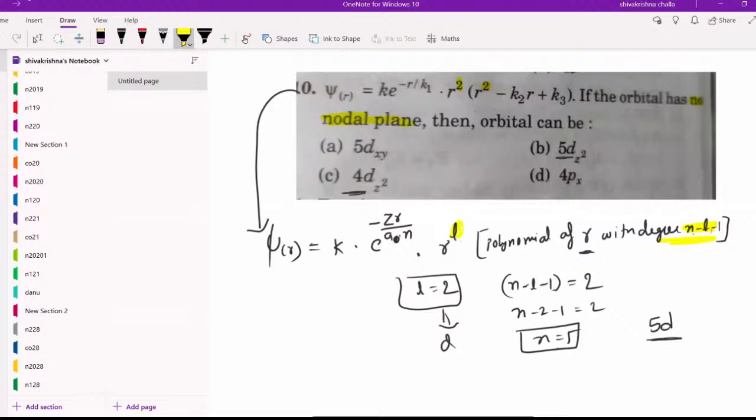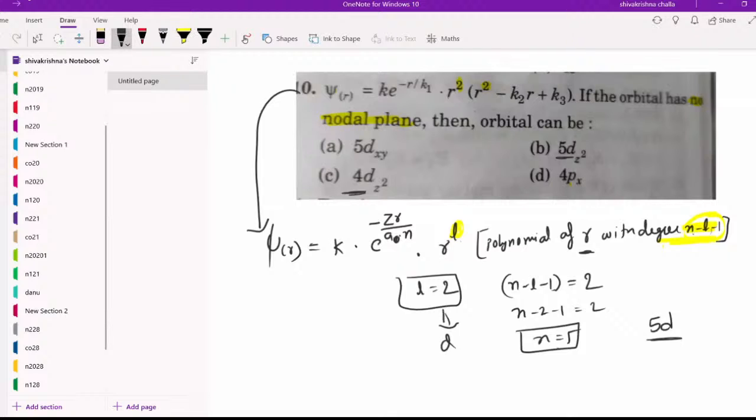Yes, Akash Kumar, what is your doubt? Sir, once again, can you tell how you got n minus l minus 1 is equal to 2? That is the polynomial power. The polynomial power is always equal to n minus l minus 1. Okay, sir. The polynomial power is 2. That is n minus l minus 1 is equal to 2. Now you come to your doubts.